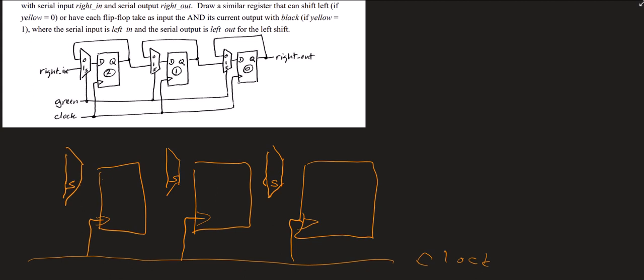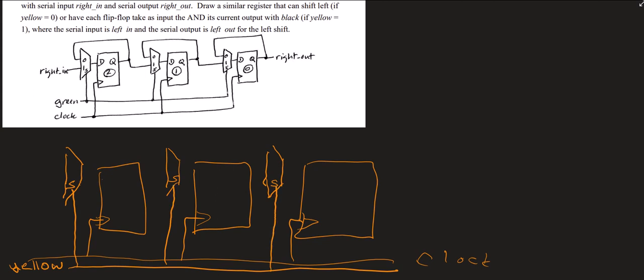And since at this point we have a similar register that can shift left if yellow equals 0, we know that yellow is going to be the variable name for the thing that's telling us what to do. So we can go ahead and draw that, and we can have that going into the S port of our multiplexer. Okay, now the multiplexers all have a 0 and a 1.